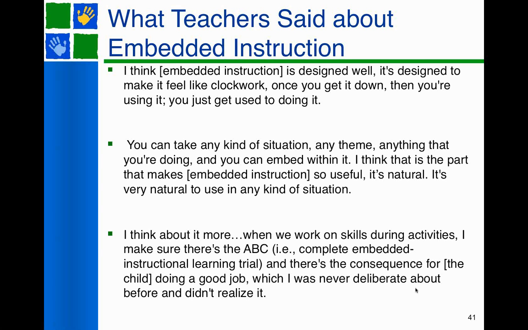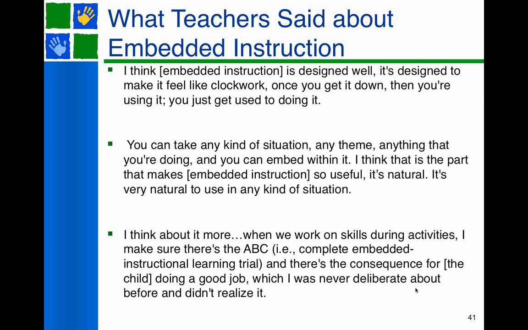Some of them that resonate with me that I think are particularly important is the third one on this slide, where the teacher's saying, I think about it more. When we work on skills during activities, I make sure there's the ABC. And there's the consequence for the child doing a good job, which I never was deliberate about before and didn't realize it. The second teacher on this slide says you can take any kind of situation, any theme, anything that you're doing, and you can embed within it. I think that it is the part that makes embedded instruction so useful. It's natural. It's very natural to use in any kind of situation.